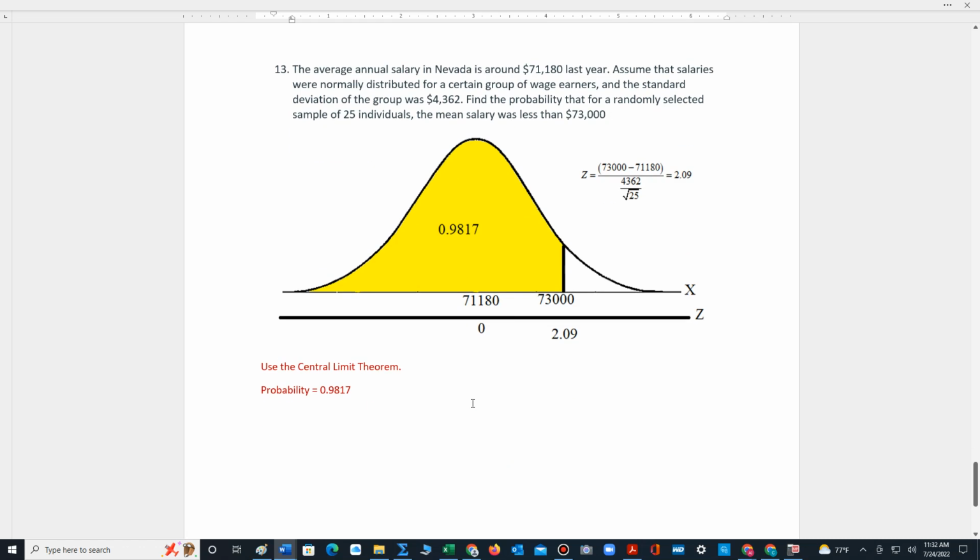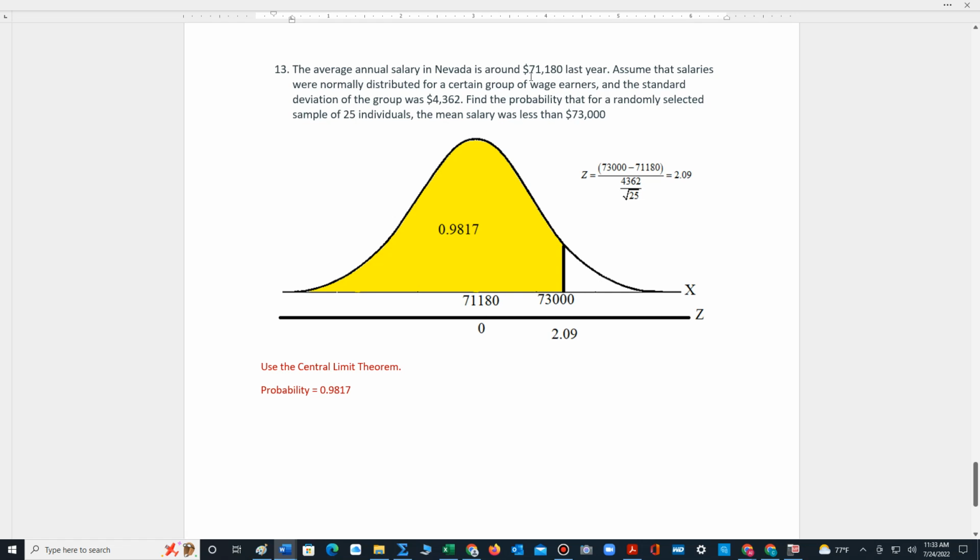And then finally, for number 13, we have a central limit problem. A key way of knowing that we have a central limit problem is we're typically given some sample. In this case, 25, and then we have to find the probability involving the mean of the sample. So look for that type of wording to indicate that we will be applying the central limit theorem. And remember, we're using what's called a distribution of sample means. It has a normal shape.